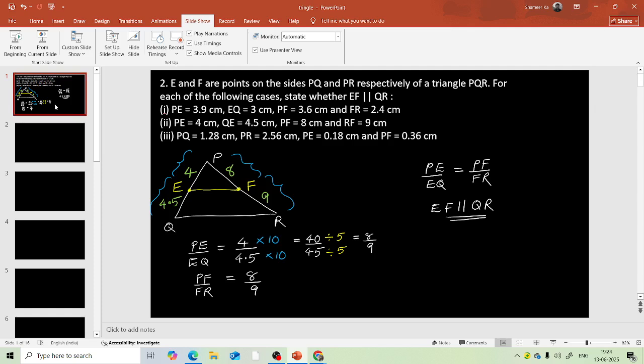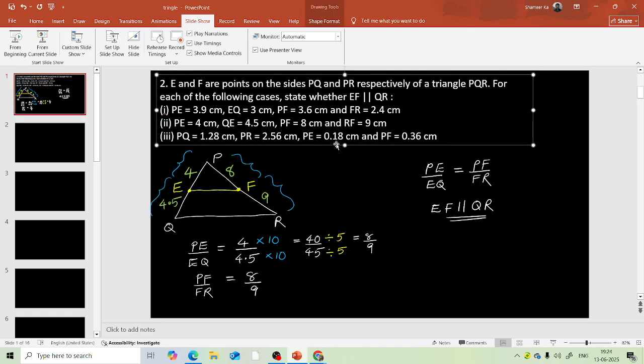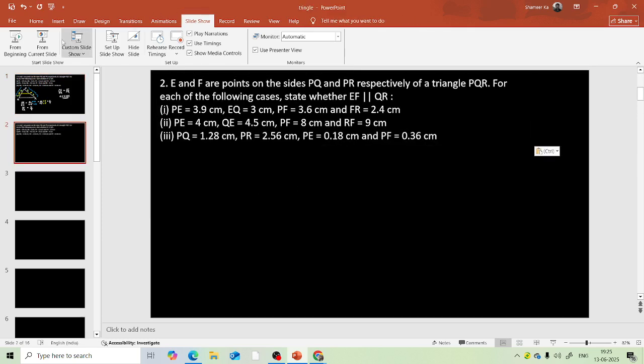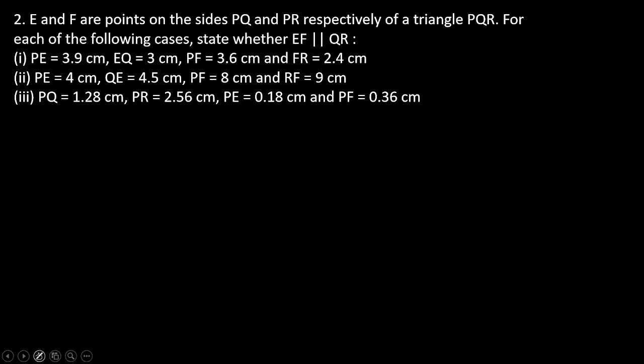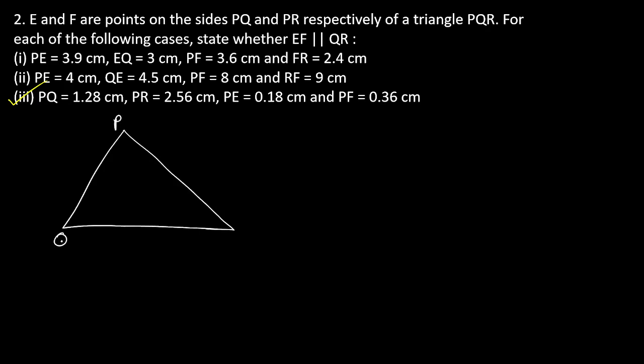Okay, let me discuss the next question. The second question is clear to you. Now I am going to discuss the third question. Let me draw the triangle. Same diagram, I don't want to repeat it. There is a triangle PQR. E is a point on PQ. F is a point on PR. I have to check whether EF is parallel to QR or not.